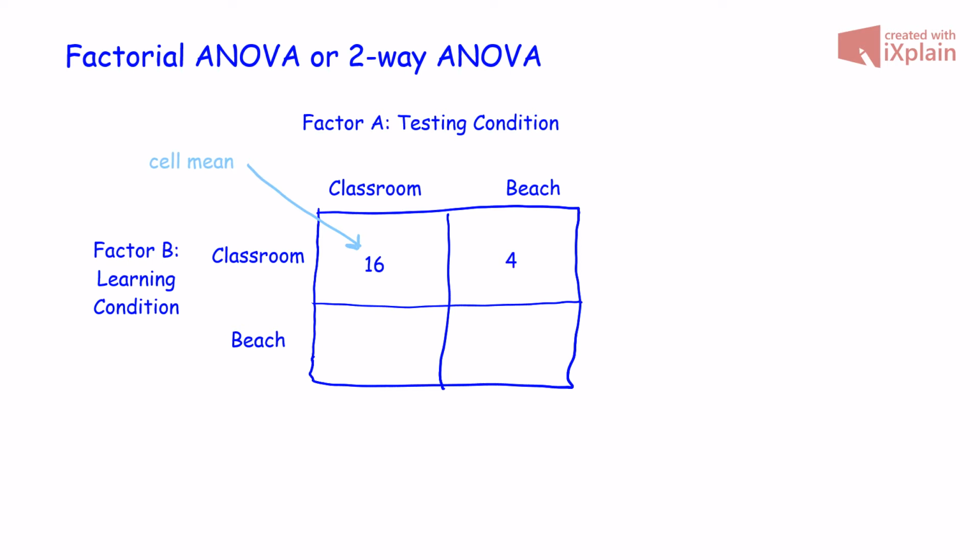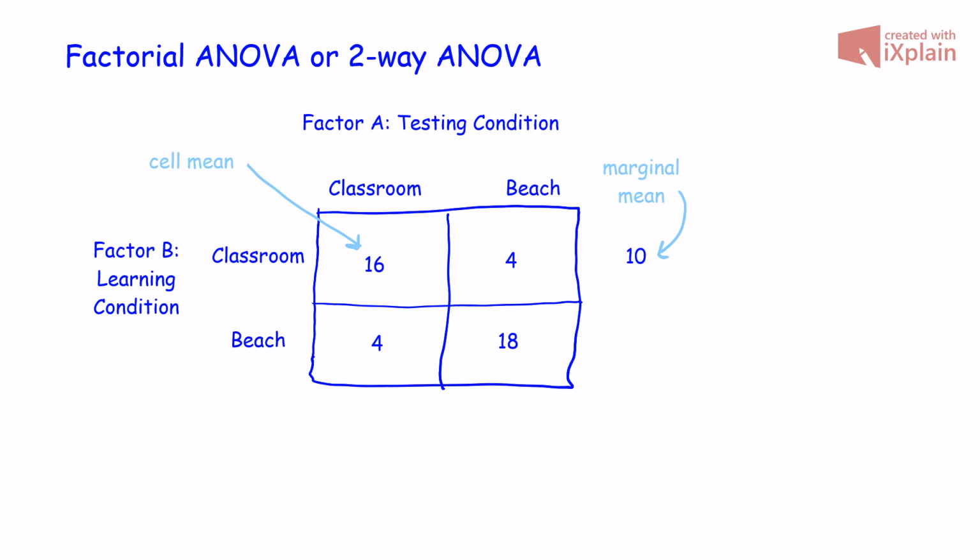4 is the average score of everybody who learned in a classroom and were tested on a beach. And the average score of everybody who was learning on a beach and tested in a classroom was also 4. And then finally, the last cell mean is 18. People who learned on the beach and were tested on the beach.